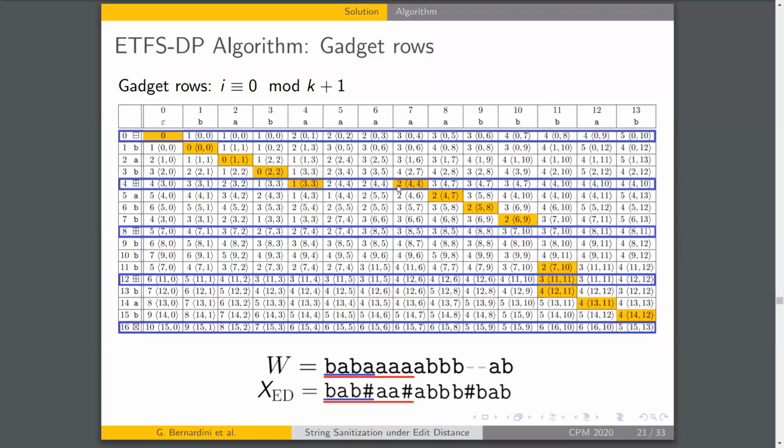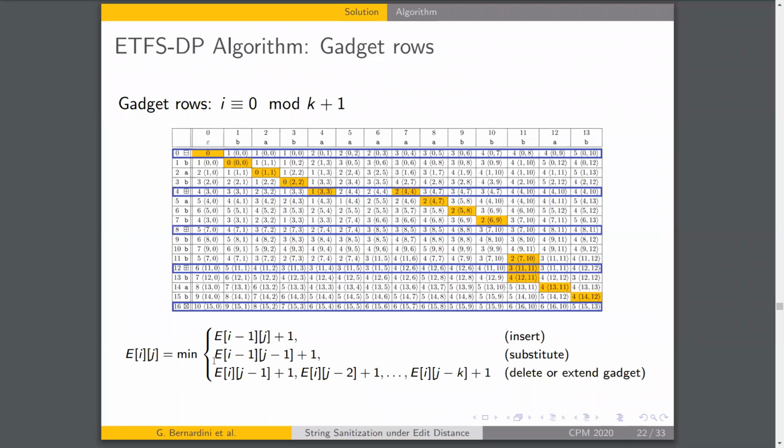In general, we can make jumps of length 1 to k, and that results in these extra options of jumps of length up to k. So we have order k entries to compare.